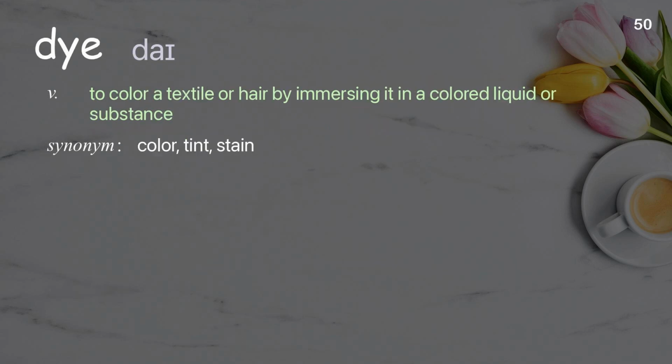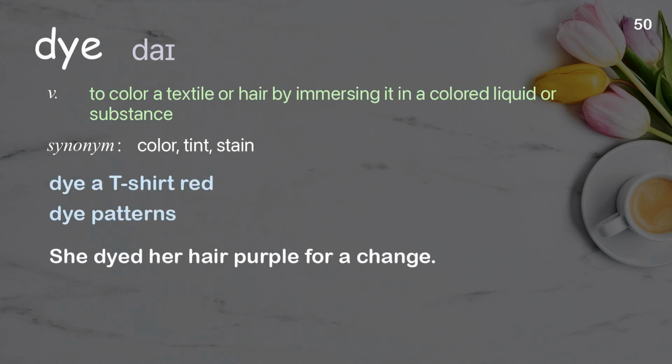Dye: To color a textile or hair by immersing it in a colored liquid or substance. Examples: Dye a t-shirt red. Dye patterns. She dyed her hair purple for a change.